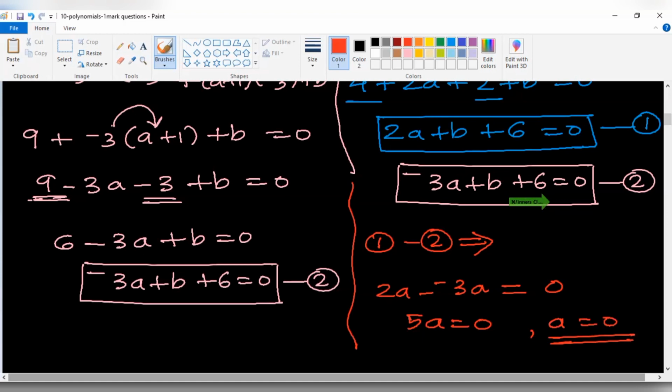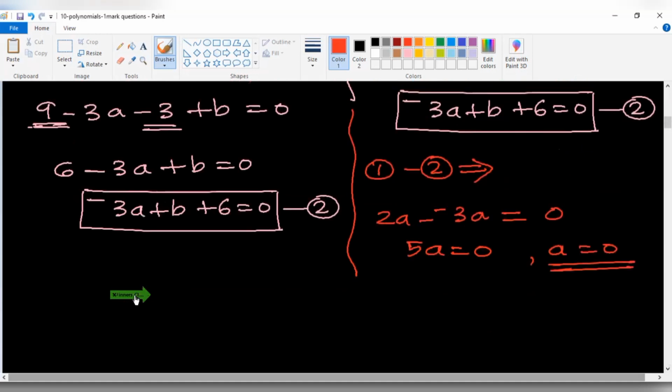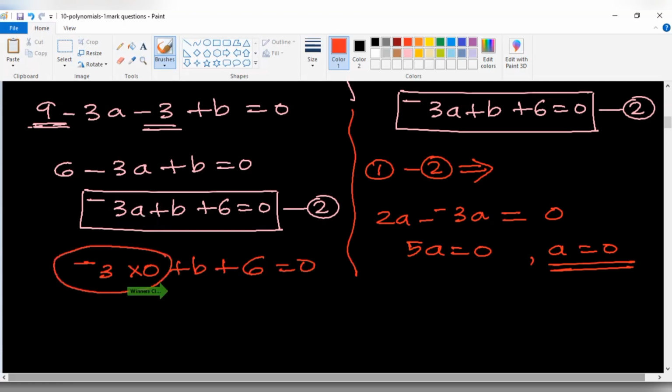Now if we give that value here, what happens? First equation or second equation, whichever is convenient for us, we can follow that. So a is equal to 0. Let us give that value here. So in second equation, minus 3 into 0 plus b plus 6 equal to 0. See, minus 3 into 0 became 0. So b plus 6 equal to 0. That means b equals negative 6. Thus we got the value of a and b.